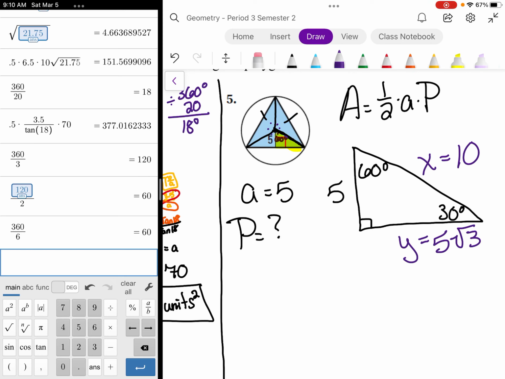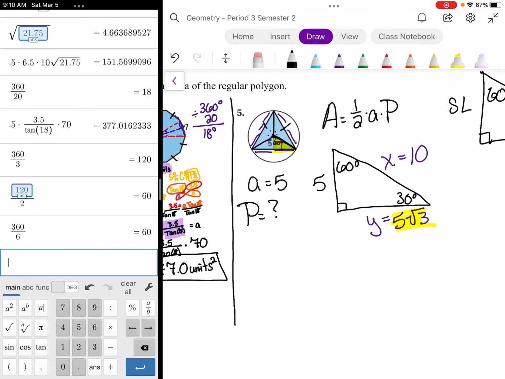We know that this 5 square roots of 3 is just half of one of the sides. So if we count out the total number of sides that we would need, we would have 1, 2, 3, 4, 5, 6. So to find our perimeter, we're going to take 5 square roots of 3 and we're going to multiply it by 6. And when we do that, remember you just multiply the whole numbers together, so that would be 30, and we keep the square root of 3 with it.